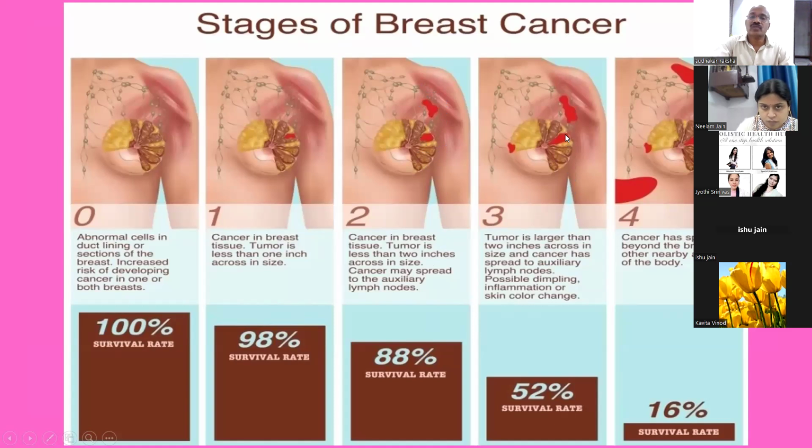Stage 3 means the tumor is greater than 2 inches. It has spread to the axillary lymph nodes, and it has also involved the skin. Then it is called stage 3. The 5-year survival rate is 52%.